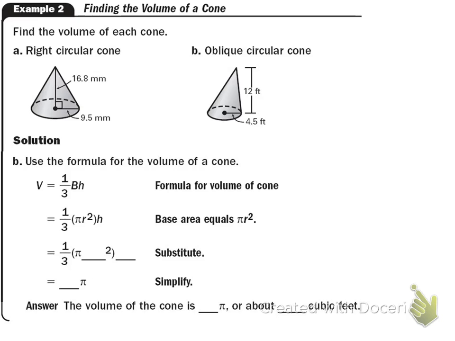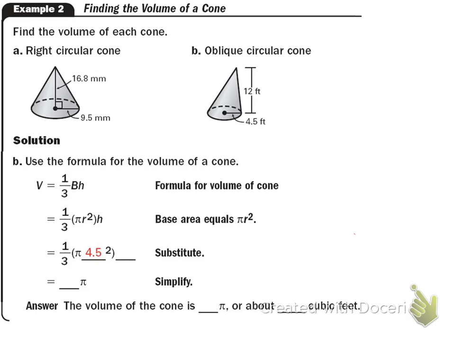Same formula. The volume will be equal to 1/3 times the area of the base times the height. Because our base is a circle, we're going to use pi r squared for the area of the base. So again, all we need to do is plug in what is the radius, the 4.5, and what is the height, the 12. Then plug it into your calculator.